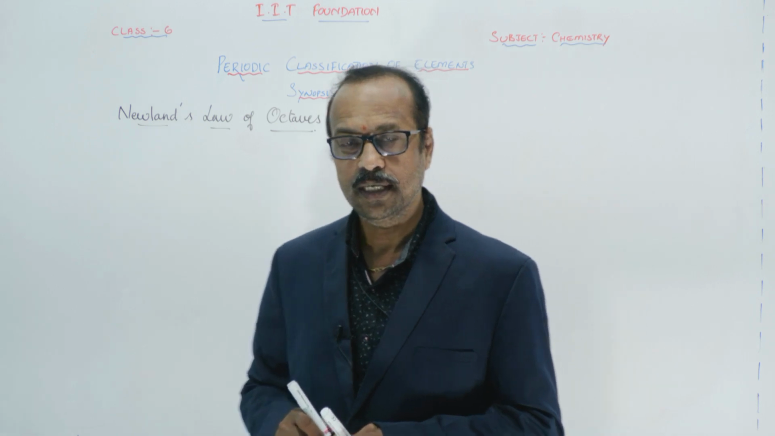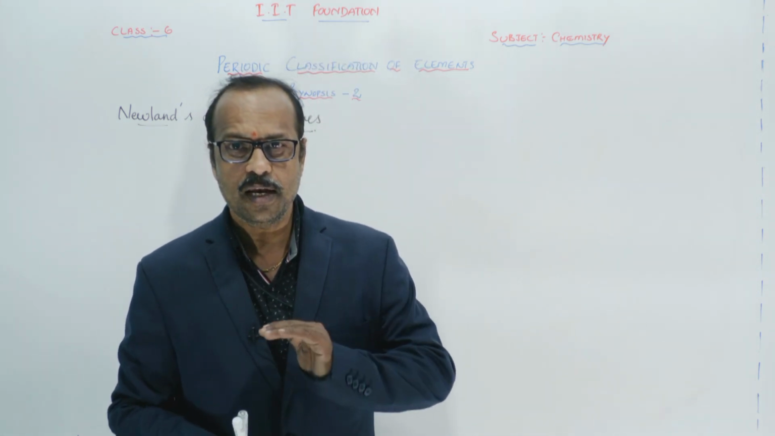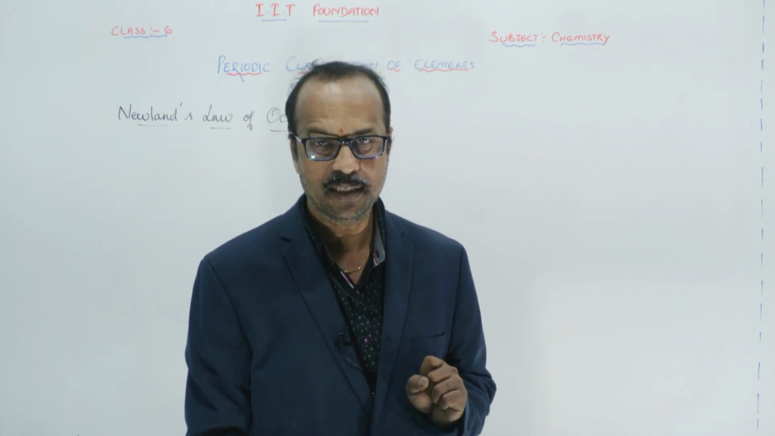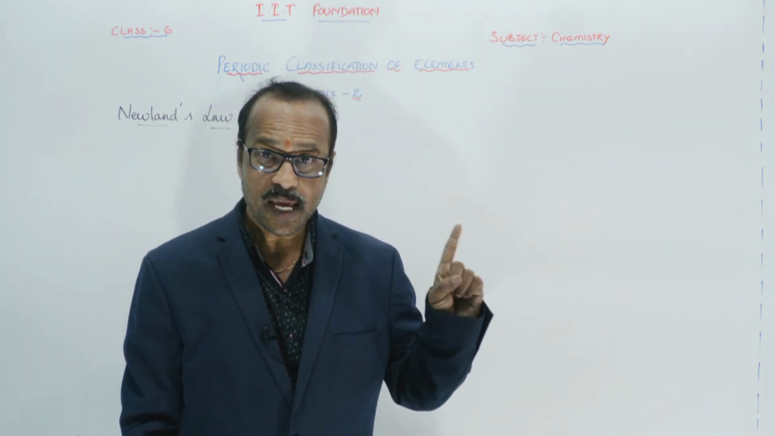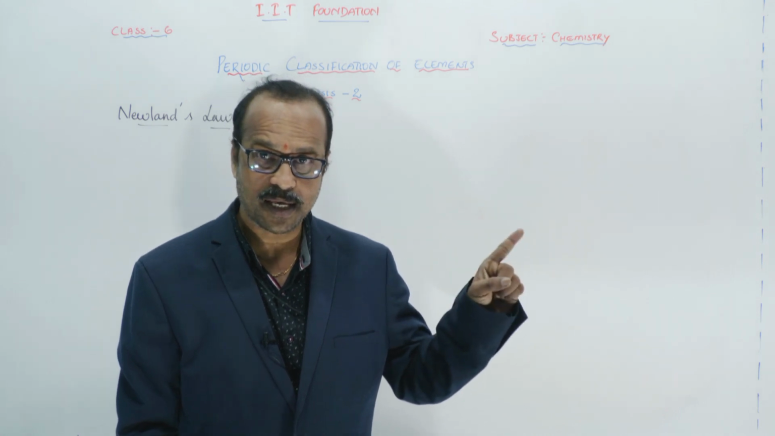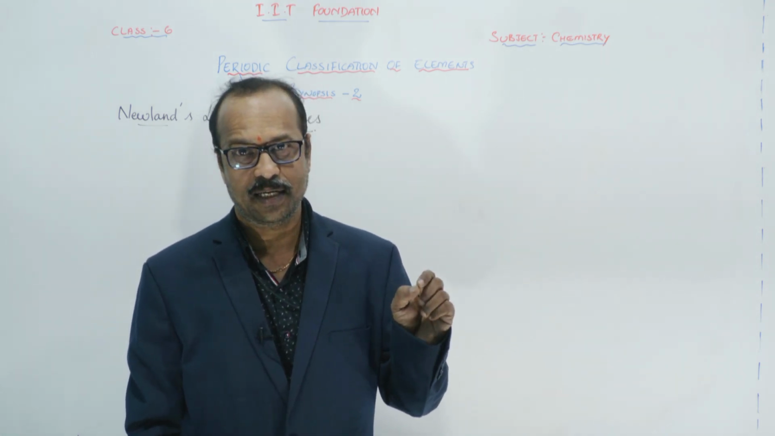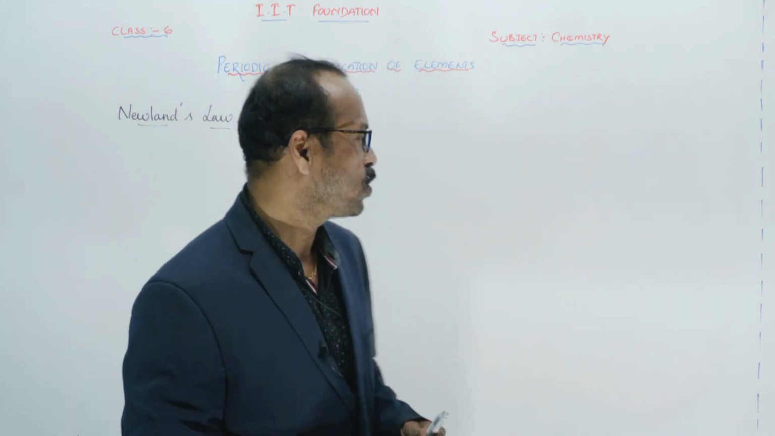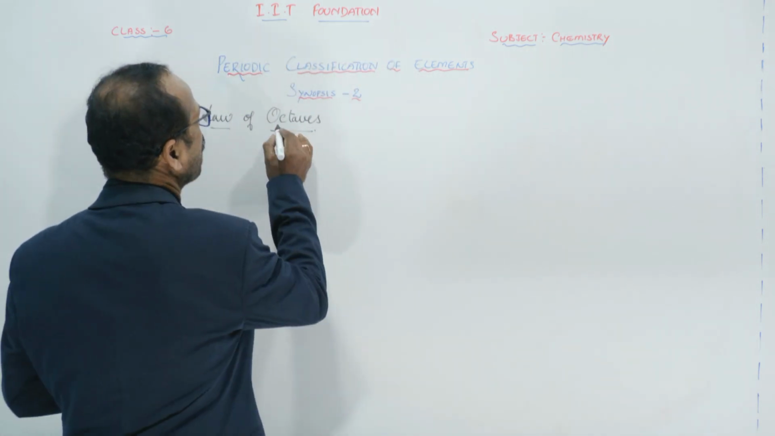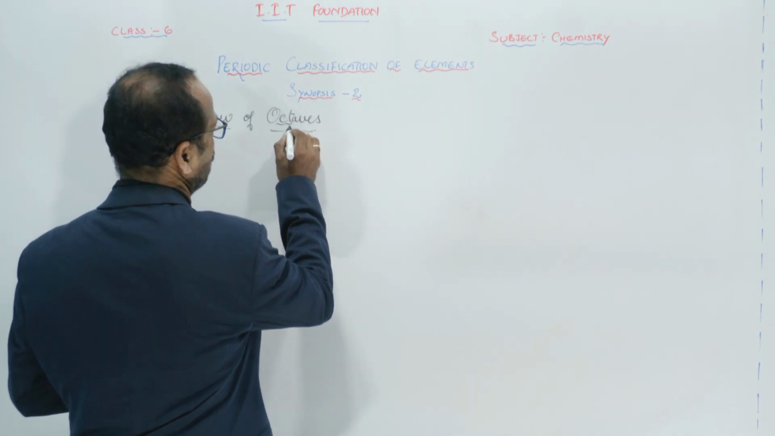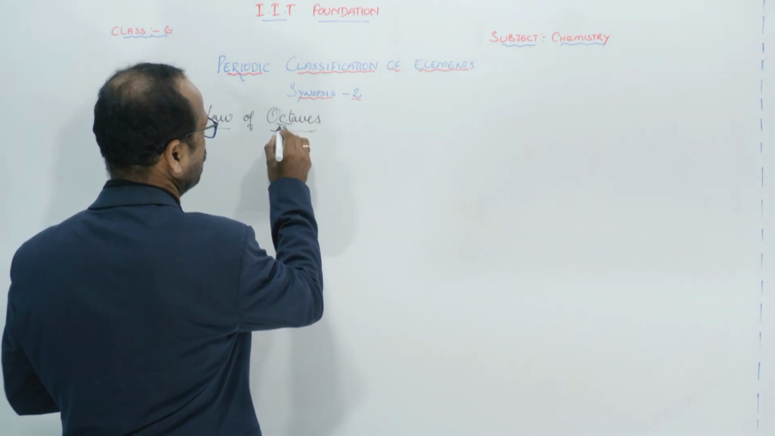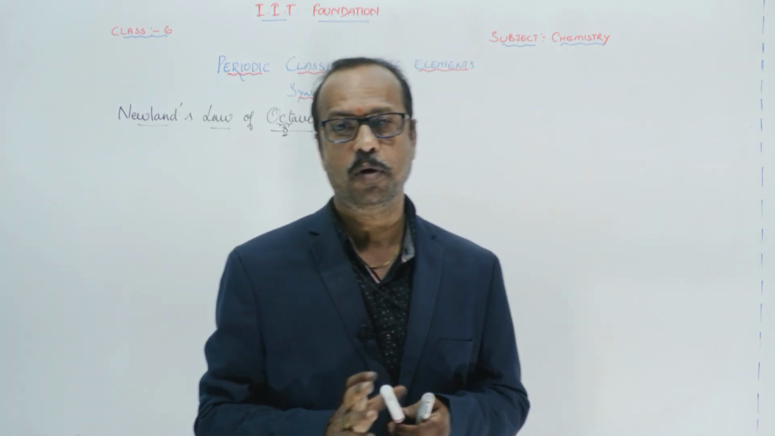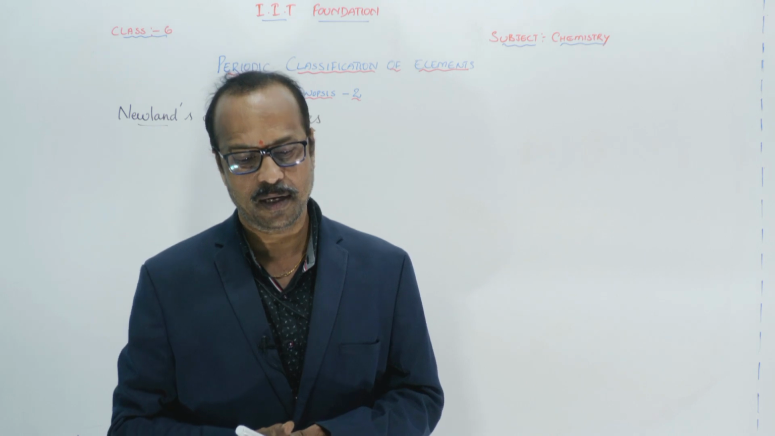Why? Because he said that if the elements are arranged in increasing order of their atomic masses, then every eighth element possesses properties similar to those of the first element. That is why it is called octaves. Students, oct means 8. So every eighth element has properties similar to those of the first element.